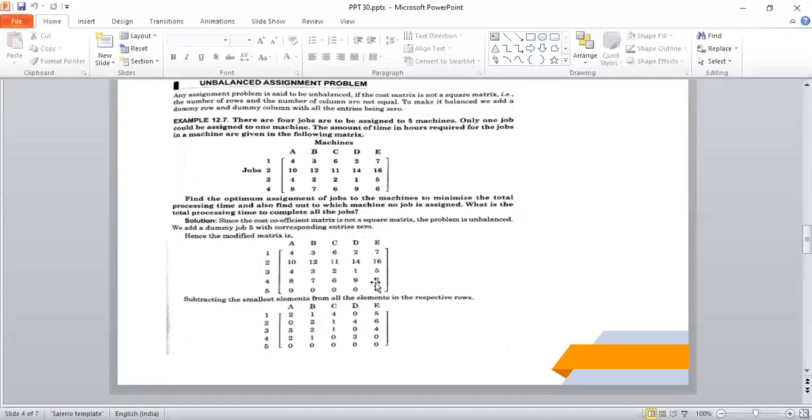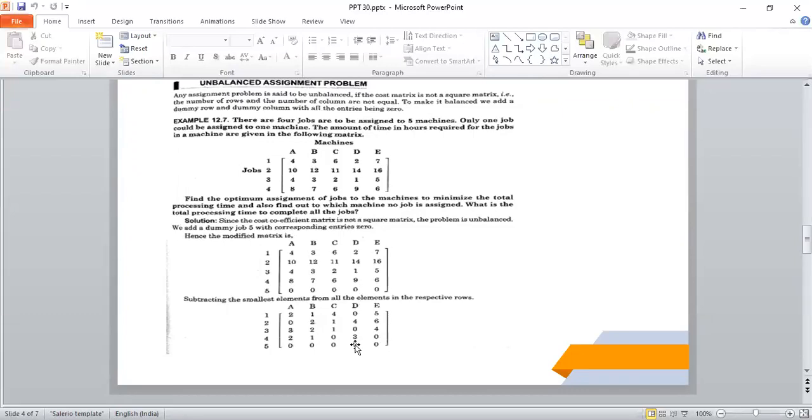Now in this row, 6 is the minimum. There are two 6s, but 6 is the minimum. So 6 is deducted. So we get 8 minus 6 is 2, 7 minus 6 is 1, 6 minus 6 is 0, 9 minus 6 is 3, and 6 minus 6 is 0. And here in this row, because 0 is the least cost, 0 is deducted from all zeros, so it is all 0. So the first stage is to subtract the least cost from each element of that row. So we have done that.